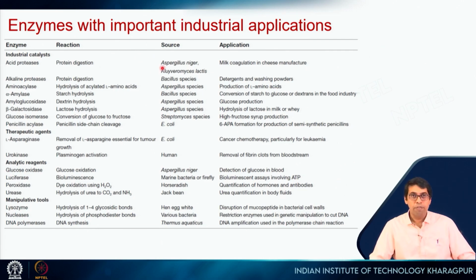You can pause this slide and go through this. I have listed some examples, right. These are the enzymes, these are the reactions that they catalyzed, this is the source, the bacteria from which they have been obtained, and this is the application. I will highlight a few. For example, these acid proteases are used on a regular basis in the production of cheese from milk. So, in the dairy industry, these are used a lot.